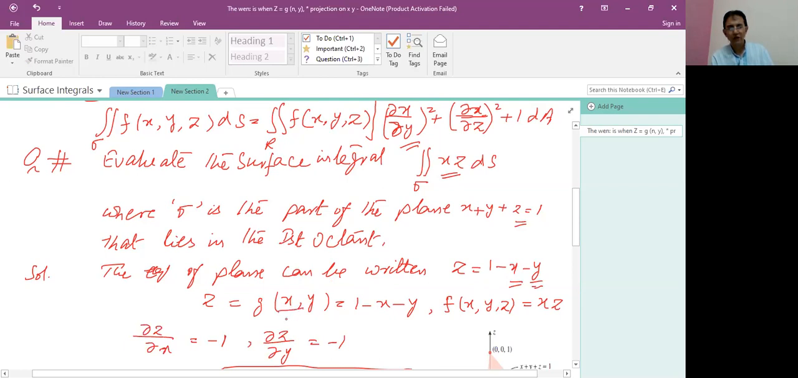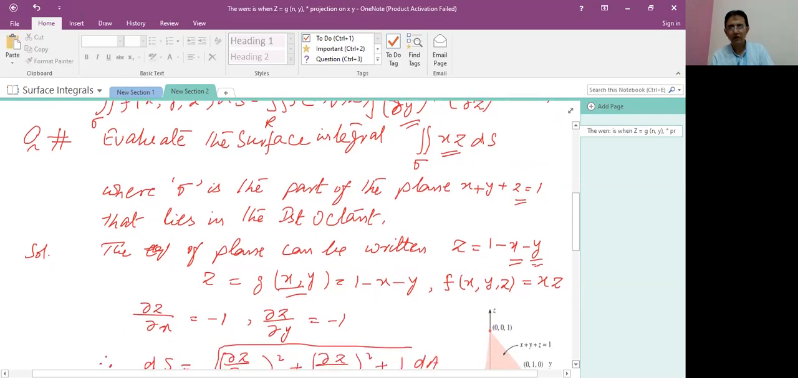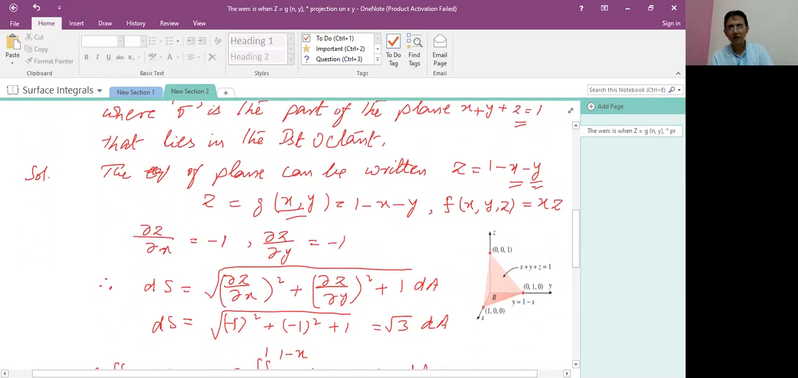So z is over the xy plane and f of x y z equals xz. Then we determine both terms according to the given condition. The partial derivative of z with respect to x is minus 1, and the partial derivative of z with respect to y is also minus 1. First we find dS by applying these values, and the answer is root 3 into dA.